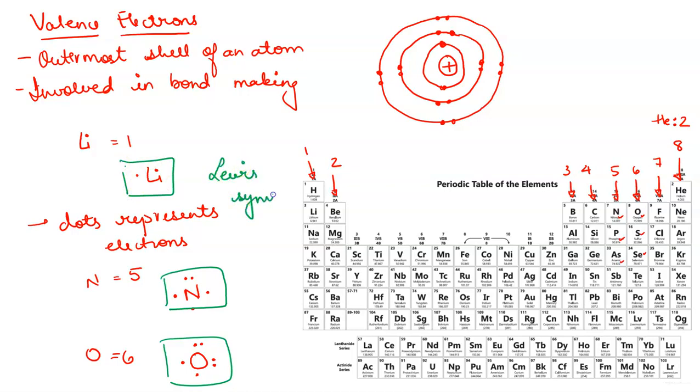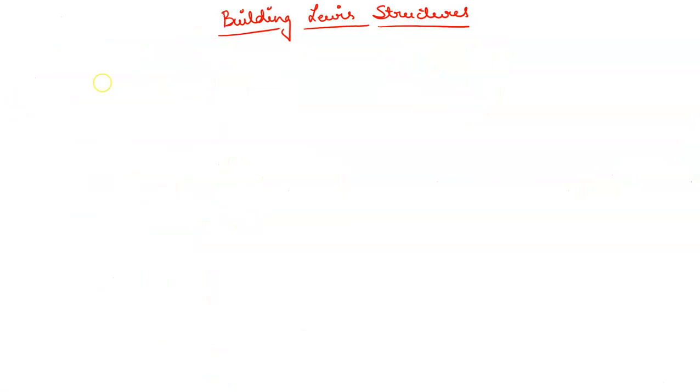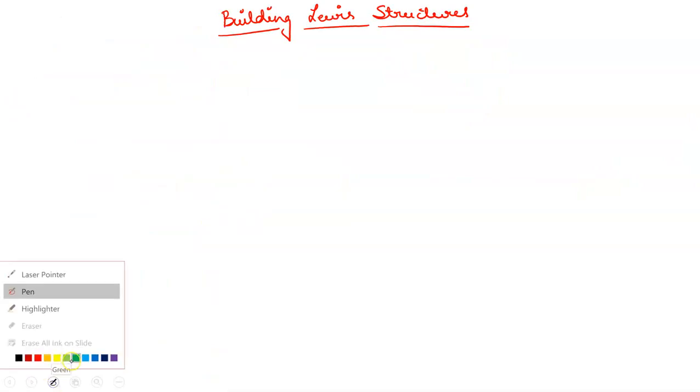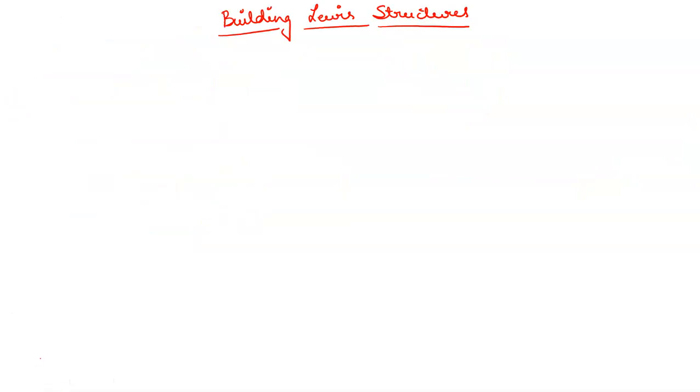When we start building Lewis structures, they allow us to predict the structure of a molecule. So we're going to start building some molecules now. First things first, I would like us to make some ionic compounds. So just a quick definition of ionic compounds.